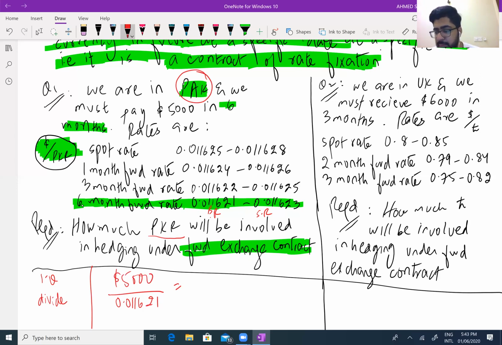So 5,000 divided by 0.011621, 430,255. Okay, this is how a forward exchange contract works: you have fixed the rate and this is the cost you have to bear. No matter whether rates go up or down, you have to bear this cost. So it's a 3-step approach. Highlight the relevant row, get the quote right, and then just multiply or divide.